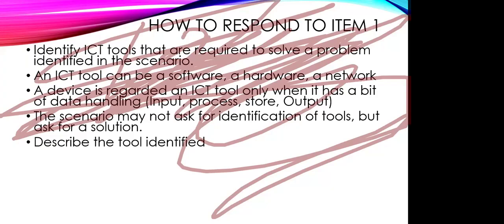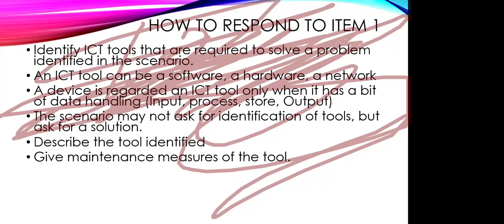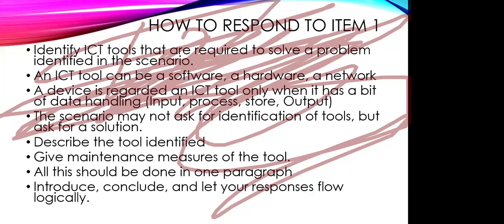In your response, please describe the tool identified. In the first place, identify it, then describe the tool, give maintenance measures of the tool. How do you keep that tool in a good and sound condition? This should be done in one paragraph. Ideally, you could have one paragraph. You may present your answers in a paragraph style or in a table style. Then have an introduction, and a conclusion at the end, and let your responses flow logically. So the work is expected to have 3 parts: introduction, the body, and the conclusion.